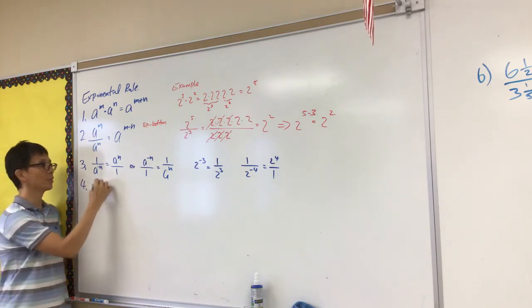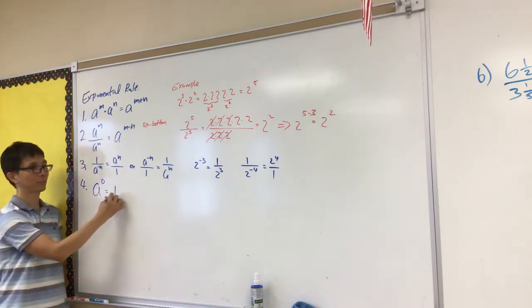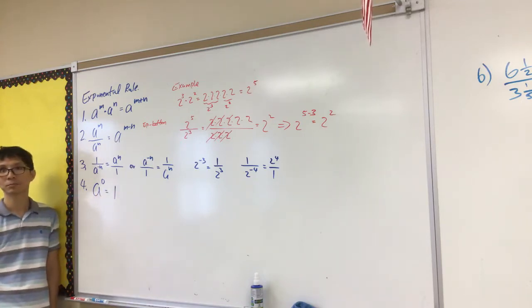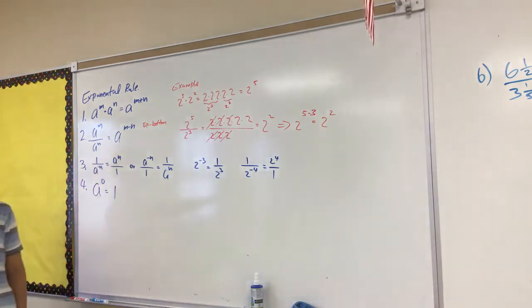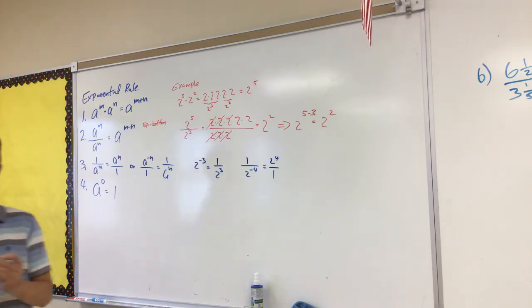So a to the 0 power is what? 1. It's 1. So we're gonna prove that. Okay, so he knows it. Great for him. If you don't know it, it's okay. But he doesn't know how to prove it. That's true. Okay, so we're gonna show you how to prove it.